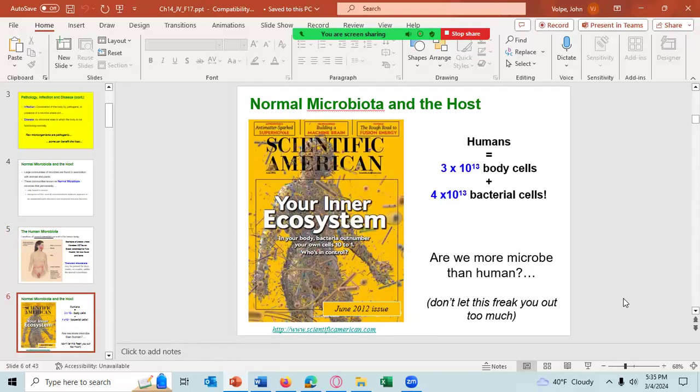All right. The normal microbiota is about 4 times 10 to the 13th bacterial cells on a normal human, and humans only have 3 times 10 to the 13th human body cells. So we have more normal microbiota cells than we do human body cells. And that begs the question, are we more microbe than we are human? Don't let that freak you out too much, because if you go by bacterial numbers, we are. It's just the way the normal microbiota are.